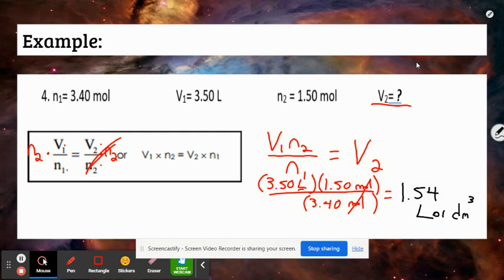My double check is I almost halved, or over halved, the number of moles. So I should half-ish the volume of the gas, which I did, or a little bit over half. With that, this is going to enable you to do the practice that is attached at the end of the Schoology page.